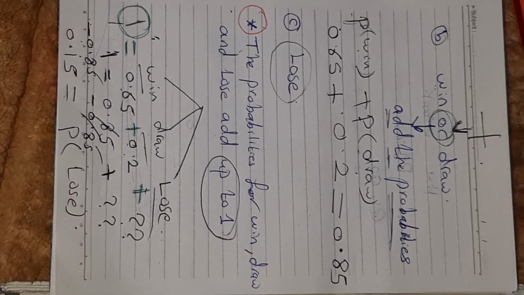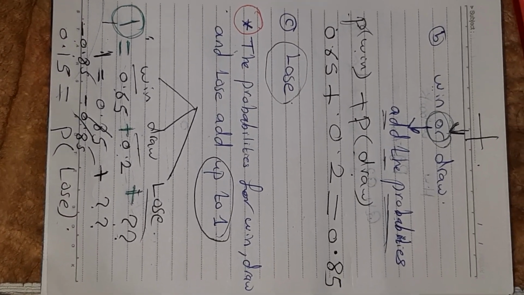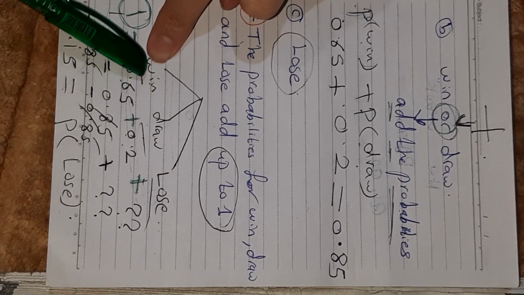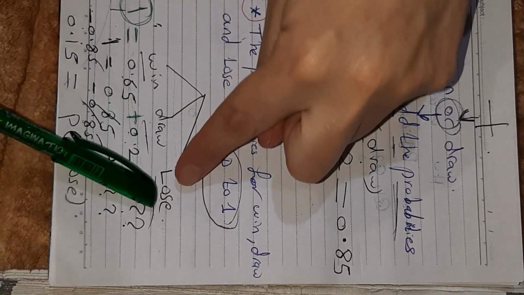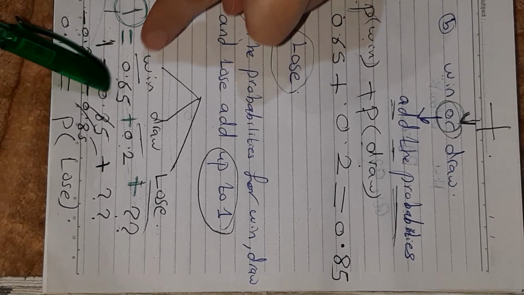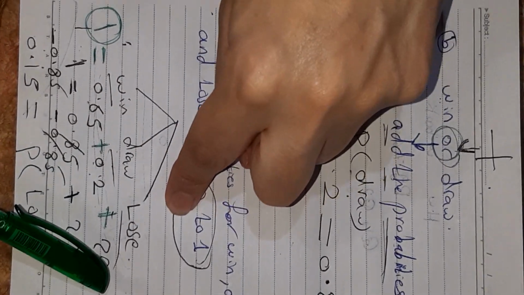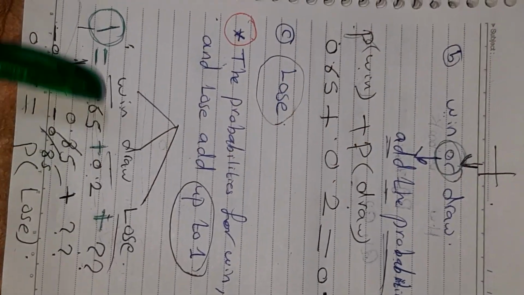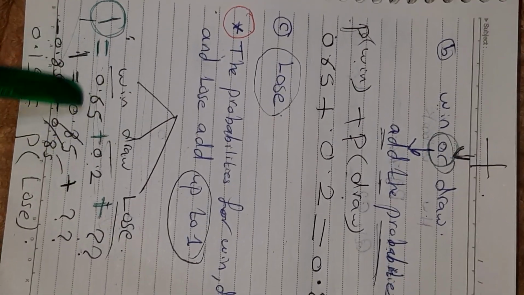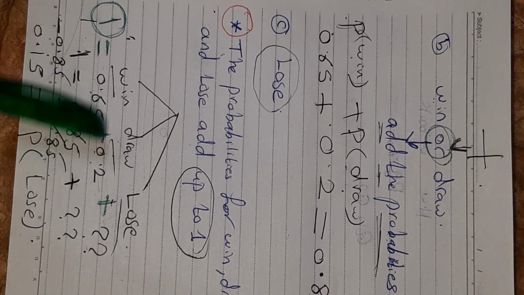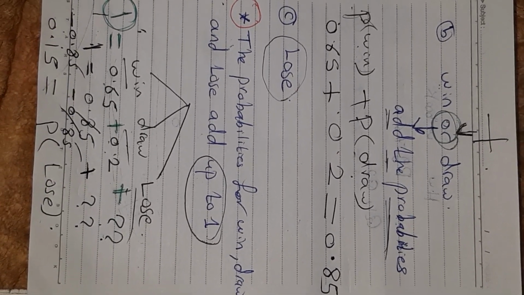equals the probability that City will lose. Again, the probability of this outcome plus this one plus this one equals 1. Here 0.65, here 0.2 plus something we don't know. Add these 2 numbers together. 1 minus these 2 numbers together, you will get this one.